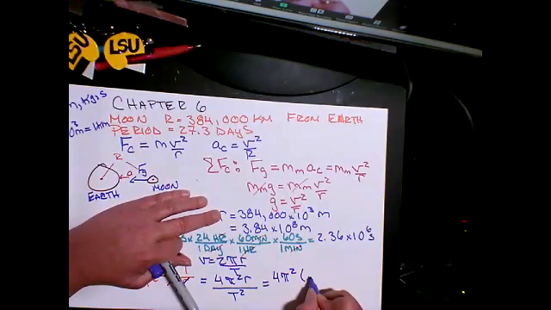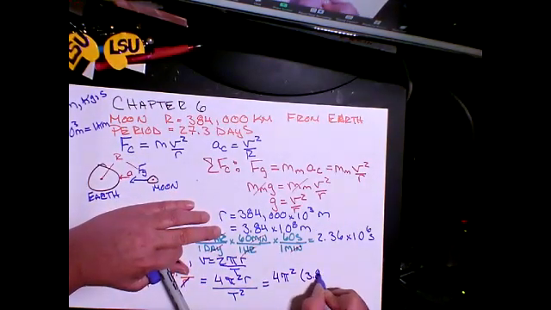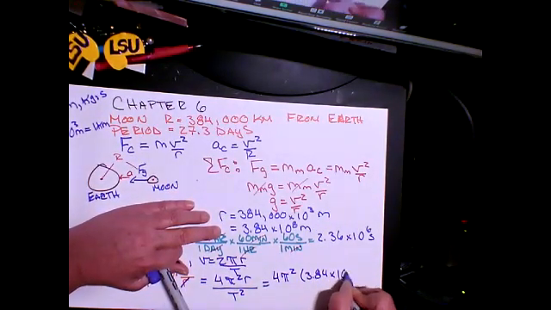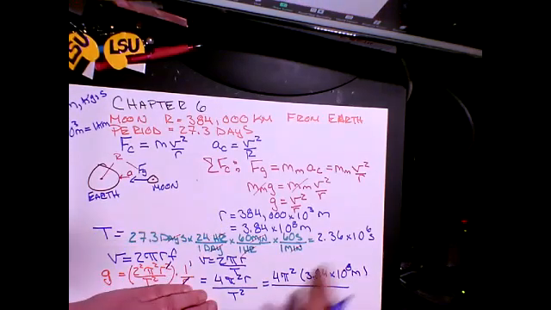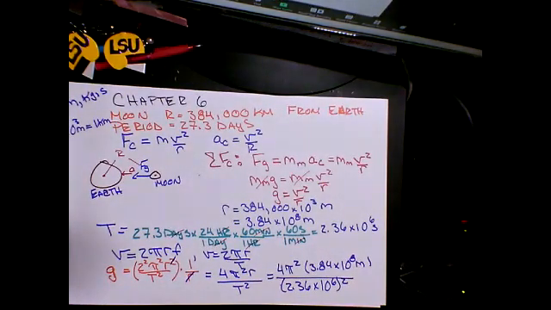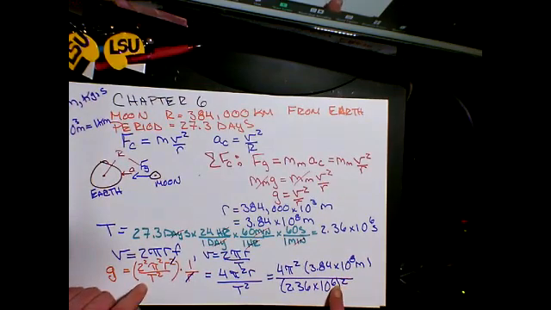So it equals 4 pi squared times r, so this 3.84 times 10 to the 8th meters, divided by my period, 2.36 times 10 to the 6th squared. Now remember, if you're going to do this by hand with our exponents, we don't just add them together. This is an exponent that is squared, so they're multiplied. So this would be 10 to the 12th.